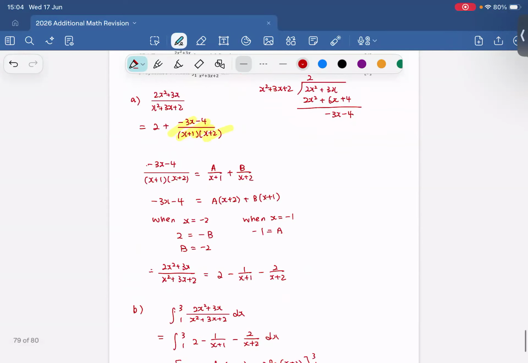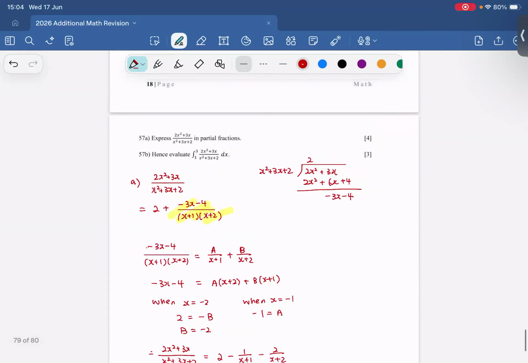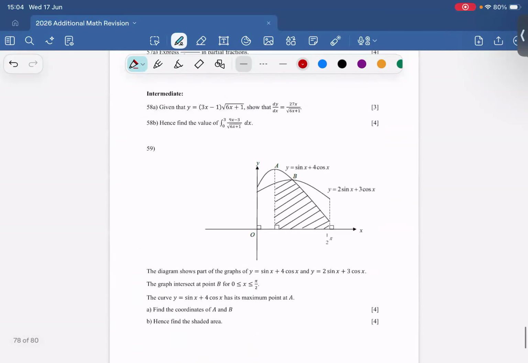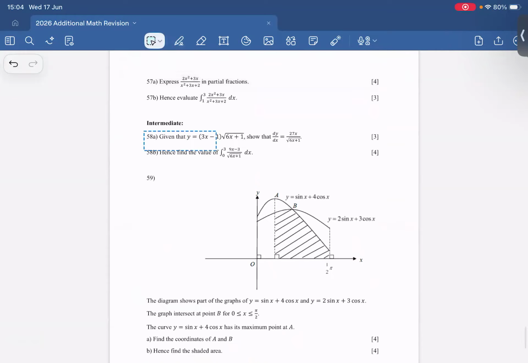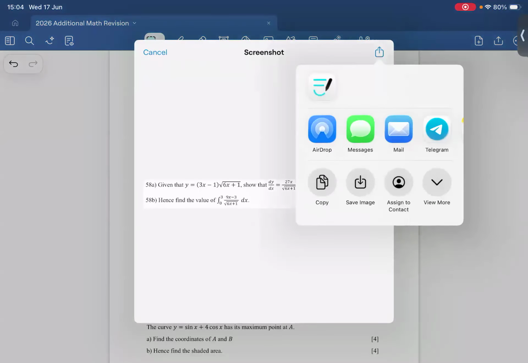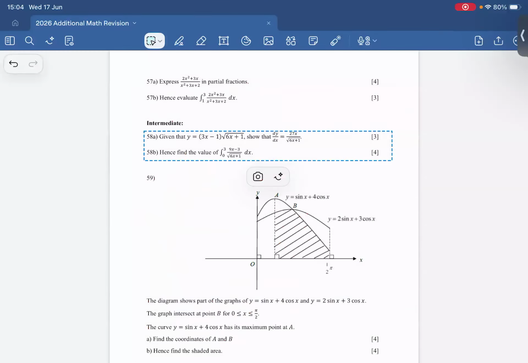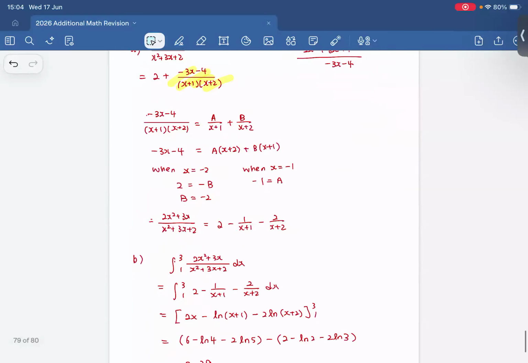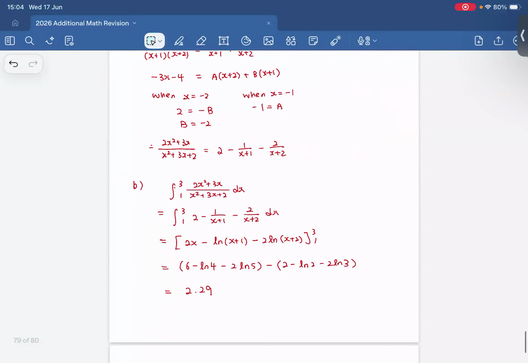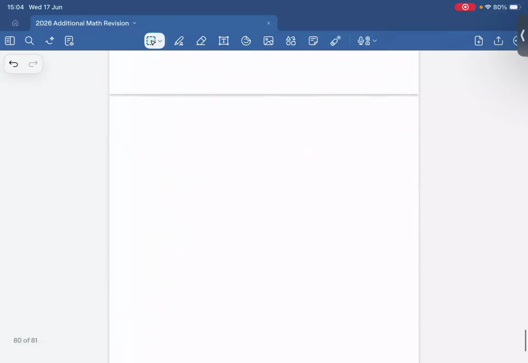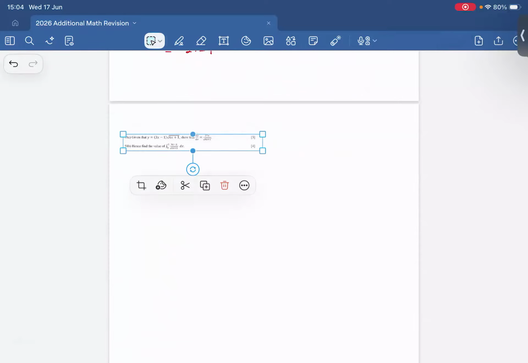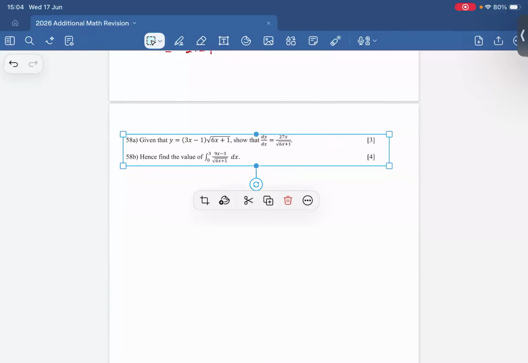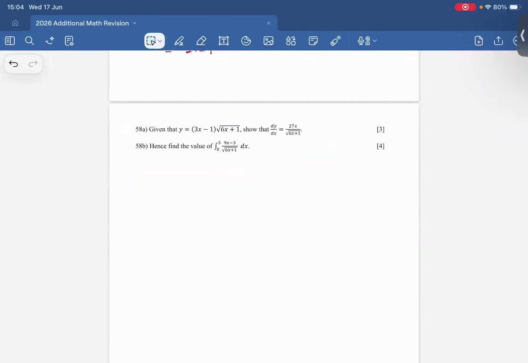Okay, next. The idea is the same, just that the question becomes more difficult. So what you should do, you should differentiate first.